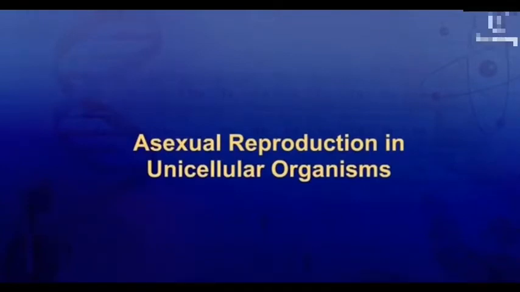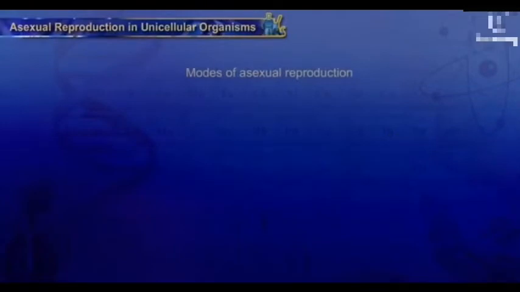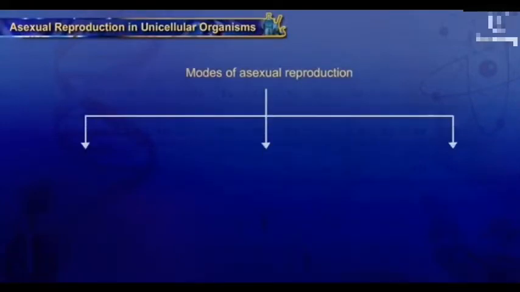First, we can discuss asexual reproduction in unicellular organisms. Most unicellular organisms reproduce by three methods. They are binary fission, multiple fission, and budding.